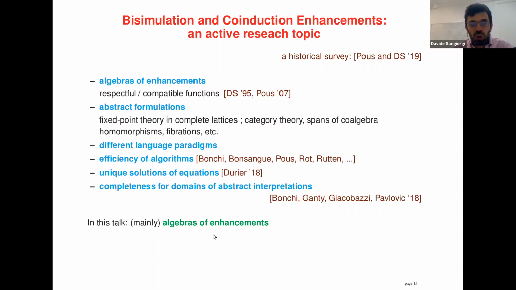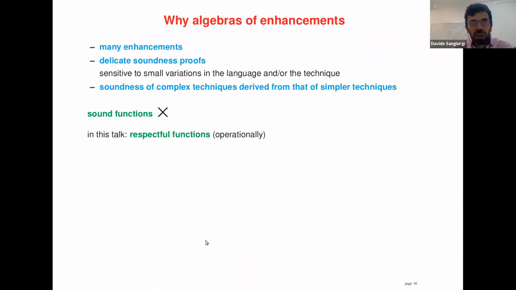In this talk, I will focus on the topic of algebras of enhancements. Why algebras? Well, because there are many enhancements, because as I said before, the soundness proof can be delicate. And because above all, we want to be able to combine enhancements. We want to use an algebra for combining enhancements, to derive for free complex enhancements from simpler ones. For these purposes, the set of sound functions does not seem to be good enough. It does not seem to have good compositionality properties.